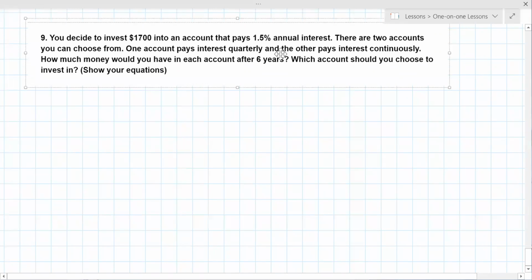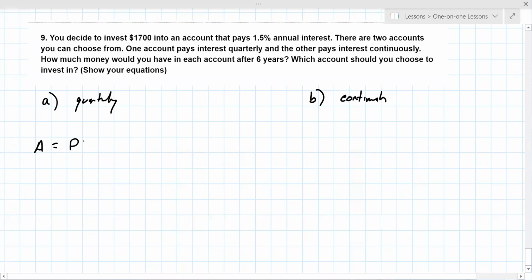So there's really two problems. The first problem, part A, which they don't say, is to figure out if you do quarterly, how much do you have? So there's a formula here. The amount that you have is the principal times 1 plus your interest rate divided by the number of compounding periods, which is n, to the n times t. So this is the formula that you're using. Your principal, the amount you're starting with, is 1,700. Your interest rate is 1.5%.